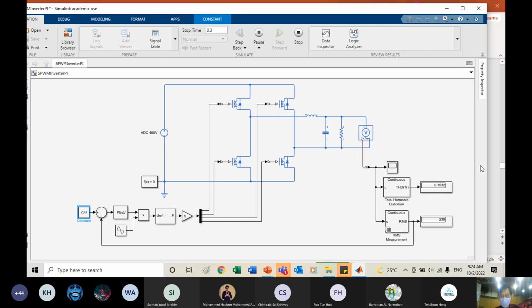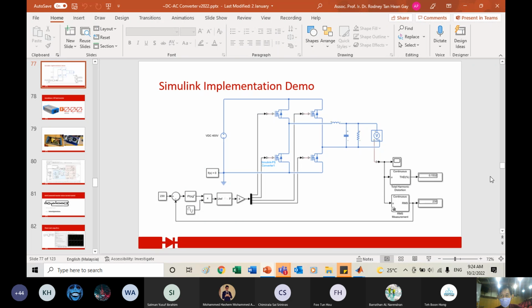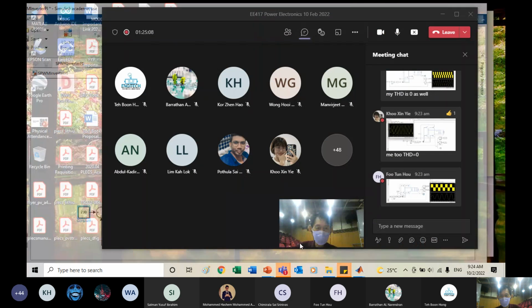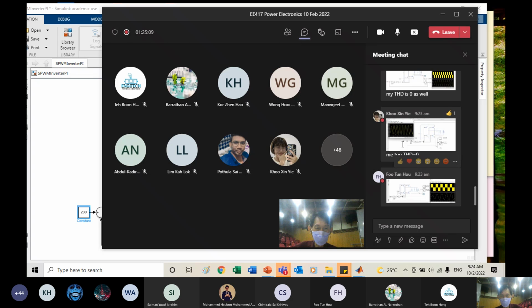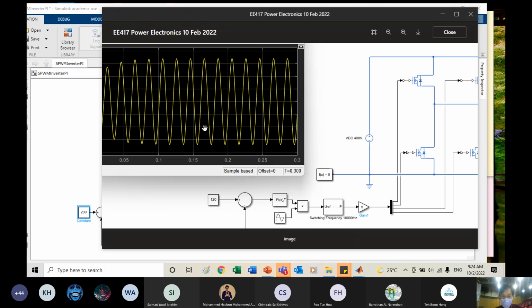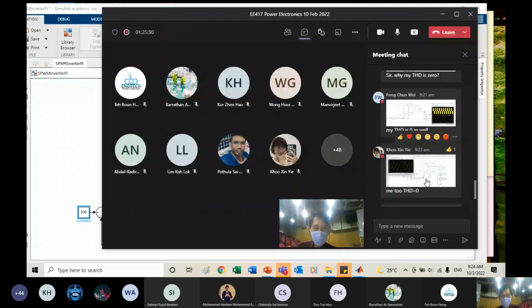Okay. Your THD 0, I'm not sure. It shouldn't give you exactly 0. It's 0 something. I don't know whether it's your THD setting or your time. But anyway, it's good news that you get 0 because that means you have a perfect sine wave. But just bear in mind that in practice, this is not possible. You still have 0 something. So try to play around with different voltage. Okay, good work, Ko Sing Yi.